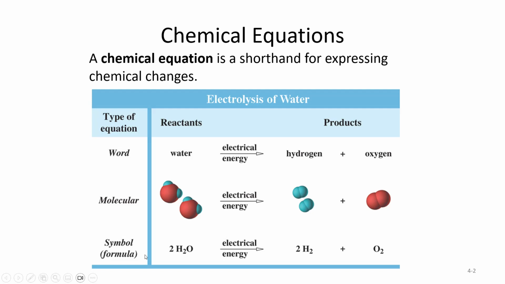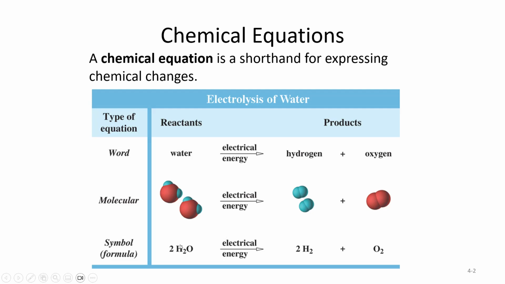If we write out symbol formulas, 2H2O, apply that electrical energy, we end up with 2H2 plus O2. Now we haven't seen these large numbers before, so the large number in front of it means how many molecules of that substance we have. So we know that H2O is water. We know that there's two hydrogen and one oxygen in one molecule. But when we put the number 2 in front of it, we're talking about 2 molecules of H2O.